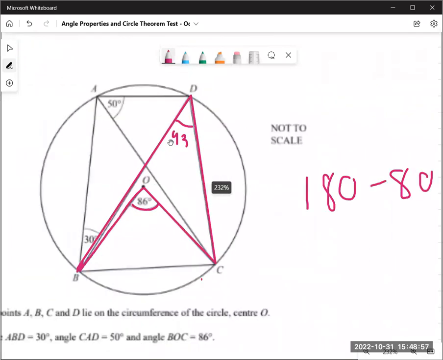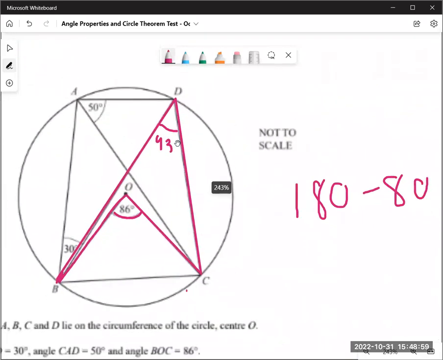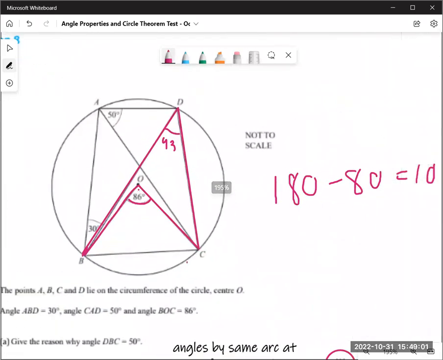So how do we get 43? All we need to write is, look, this angle is at the center and this one is at the circumference, but they both have the same point right here. They have the same arc, so the angle at the center is going to be double the circumference. So 86 equals, if this guy was, let's say, X or angle BDC, twice angle BDC.